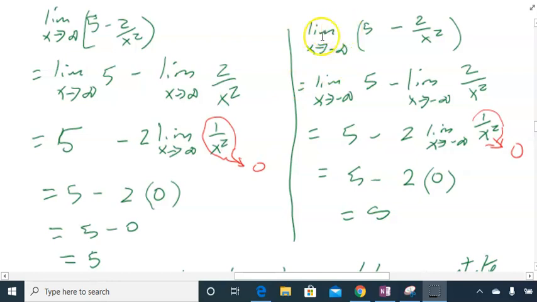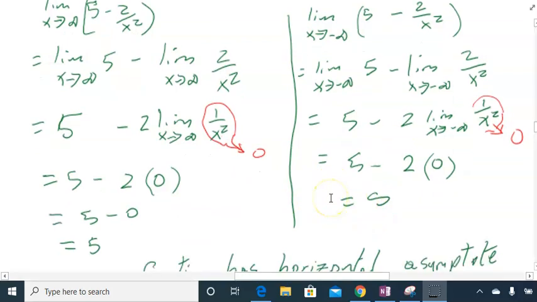On the other side, the limit as x approaches negative infinity of 5 minus 2 over x squared. We do the same thing. Apply the limit laws. The limit as x approaches negative infinity of 5 minus the limit as x approaches negative infinity of 2 over x squared. And then that would be equal to 5 minus 2 times the limit as x approaches infinity of 1 over x squared. That goes off to 0. The 1 over x squared goes off to 0 as x approaches negative infinity. And so we have 5 minus 2 times 0. 2 times 0 is 0. So that gives you 5. So on both sides it is approaching 5.